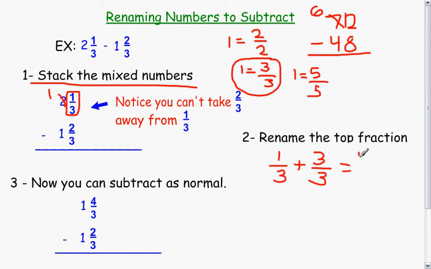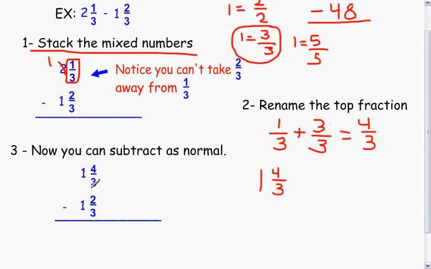When I add those together, I get 4/3. So basically what I've done is I've converted 2 and 1/3 into the mixed number 1 and 4/3. And what that allows me to do is it makes my fraction on this side large enough so that I could subtract 2/3 from it. Now I can subtract as normal. 4/3 minus 2/3 is 2/3. 1 minus 1 is 0. 2/3 is in simplest form, so that is my answer.